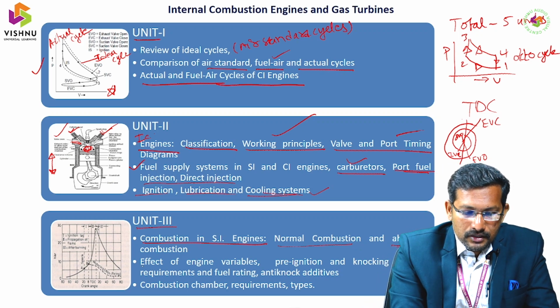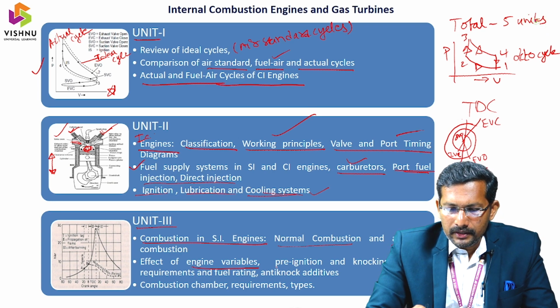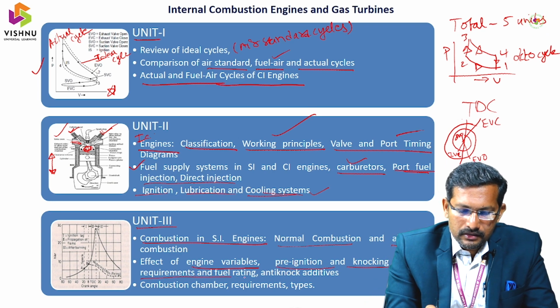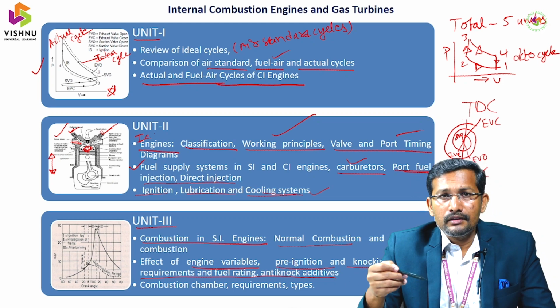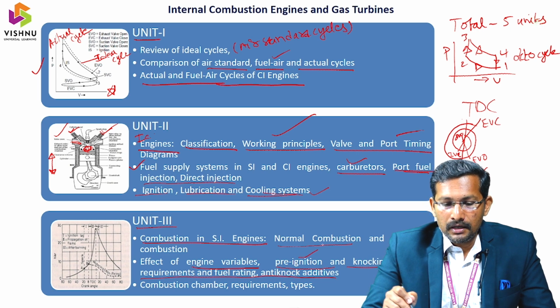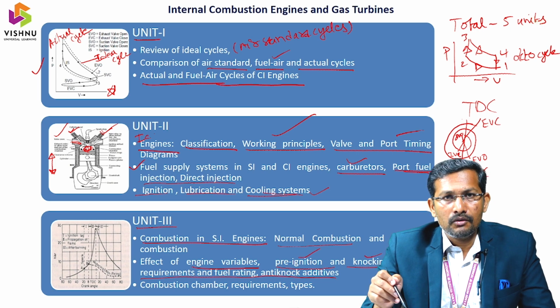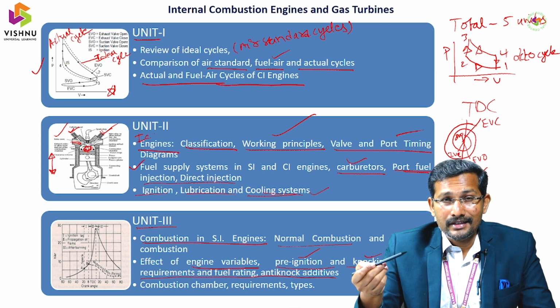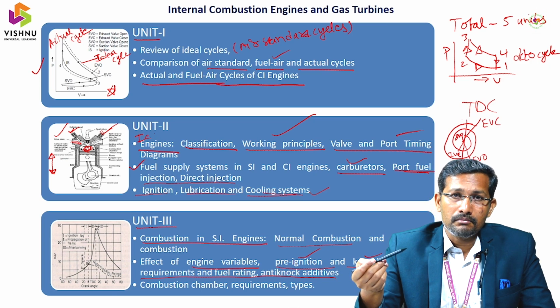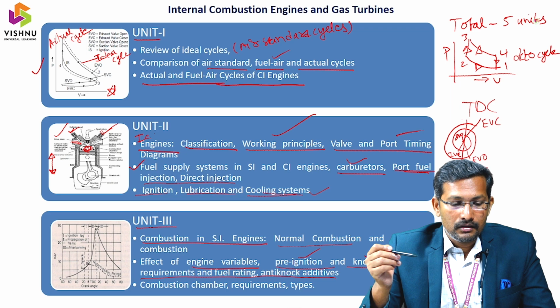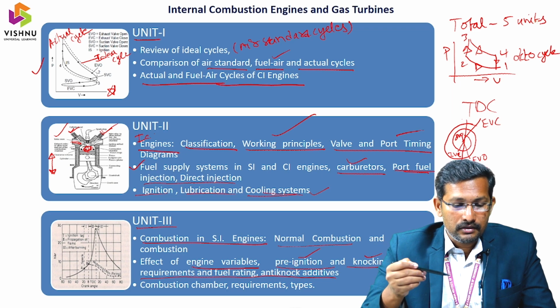Another topic is the effect of engine variables, like pre-ignition and knocking, fuel requirements, rating and anti-knock additives. What are the fuel requirements to avoid knocking, and how can we avoid pre-ignition? Is there any requirement, like the octane number and cetane number? These are the very specific measures to identify whether a fuel is suitable for the combustion chamber, like an SI engine.